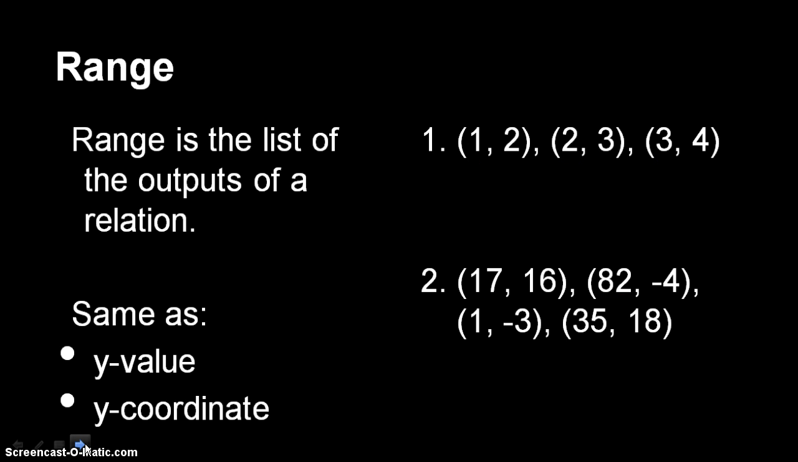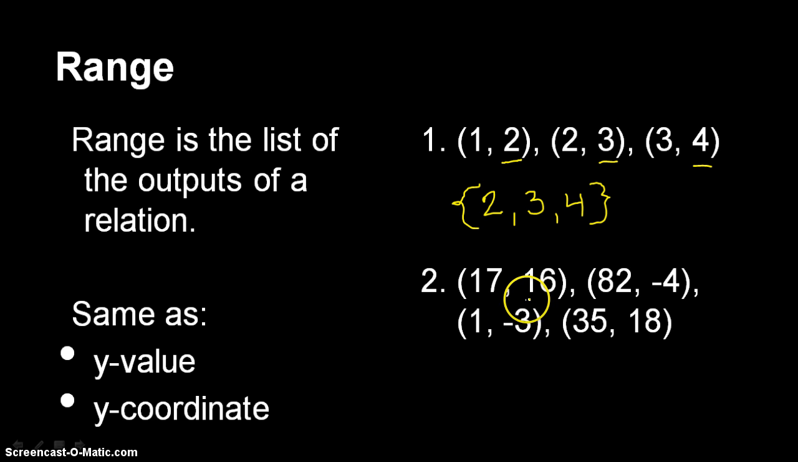Range is the second part. It's the output of a relation. So it'll be the y value or the y coordinate. In this first example, the range includes 2, 3, and 4. Just like with domain, range is listed in number order. So 2, 3, and 4. And if it repeats, you would only list it once.